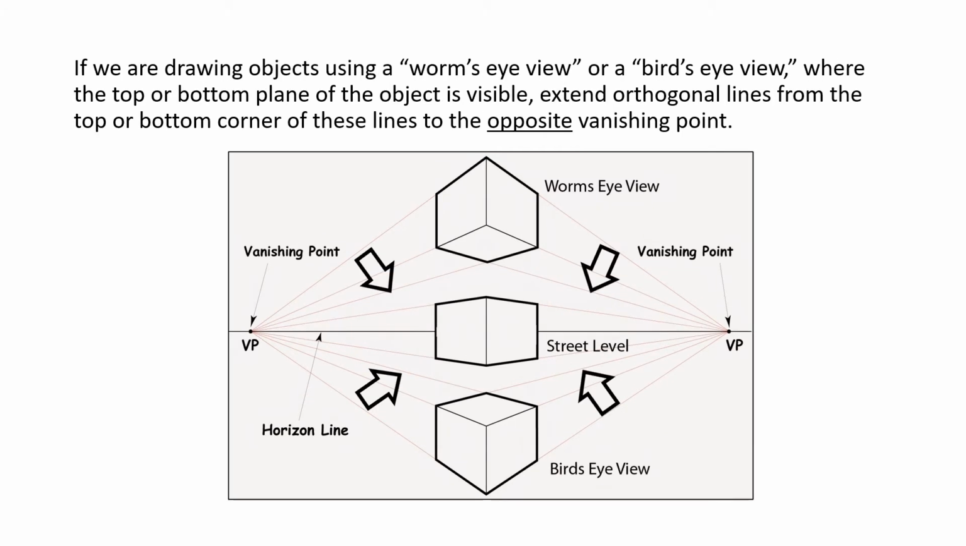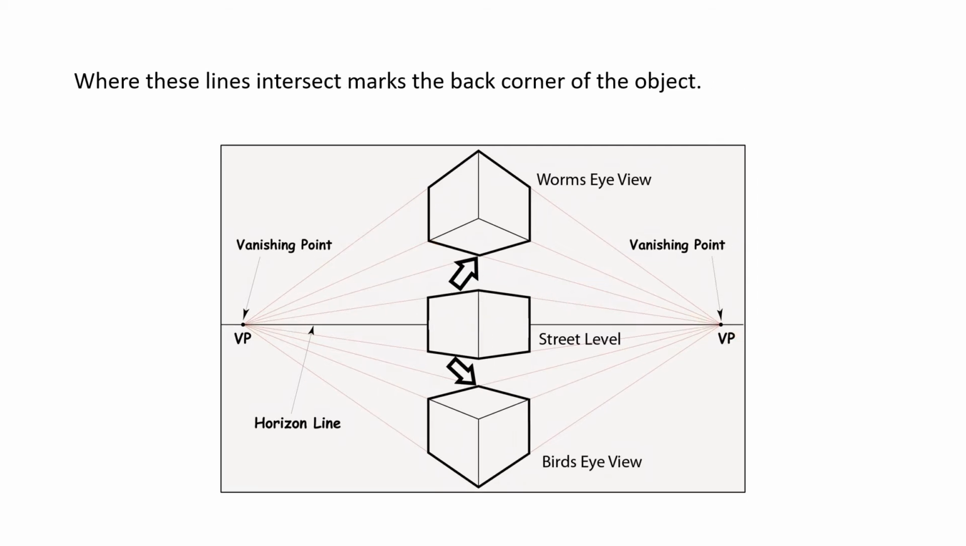If we're drawing objects using a worm's eye view or bird's eye view, where the top or bottom plane of the object is visible, extend orthogonal lines from the top or bottom corner of these lines to the opposite vanishing point. Where these lines intersect marks the back corner of the object.